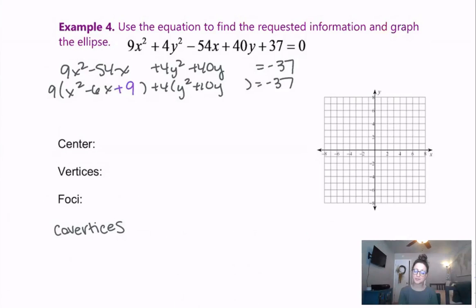Now here's where you have to be really, really careful, because where did you put that 9? You put it inside a parentheses, right? And tied to that parentheses was that factor of 9. So you actually didn't add 9 to the left side. You actually added 9 times 9. You added 81. Okay? So really think about that. That's probably the most common mistake that I see students make. So that's going to be an 81 that we want to add to the other side.